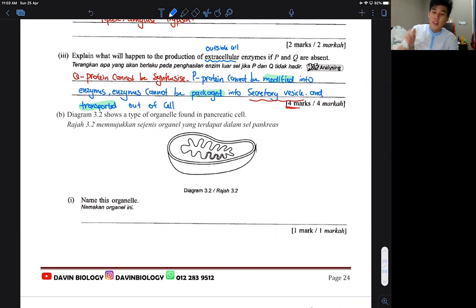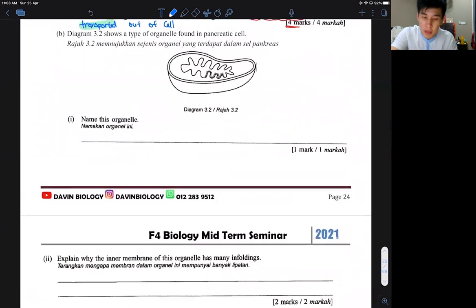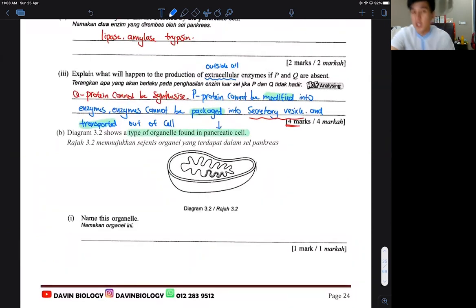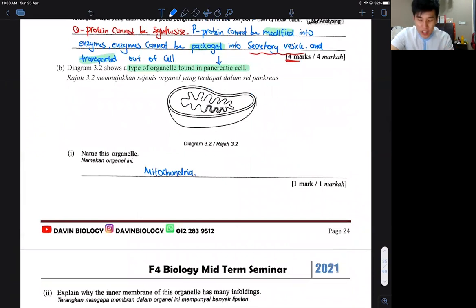Now they also say this organelle is also found in the pancreatic cell. Even though this organelle is not one of the three brothers, sometimes the question will ask about this one. But if the question asks what is found abundantly in the pancreatic cell, we stick to the three. Sometimes you will mention this other organelle, which is actually mitochondria. So why do I need a lot of mitochondria?